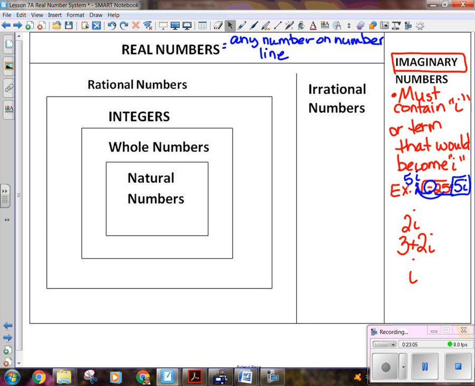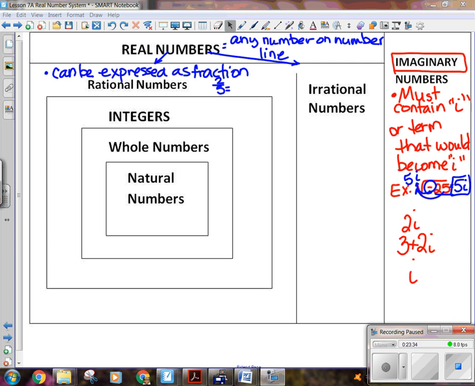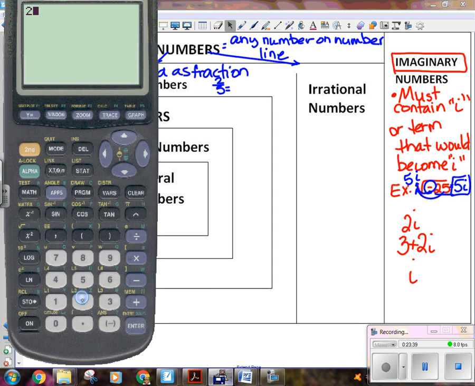Now, from the real numbers, we're going to break this down into rational and irrational. We talked just a small bit about that already. Your rational numbers can be expressed as a fraction. Some fractions are nice. Like I mentioned, 2/5. If I grab my calculator and check 2 divided by 5, it turns out that's 0.4.